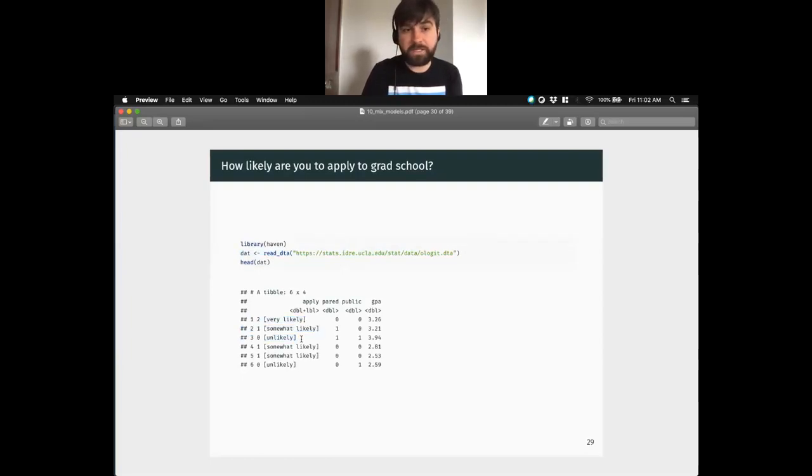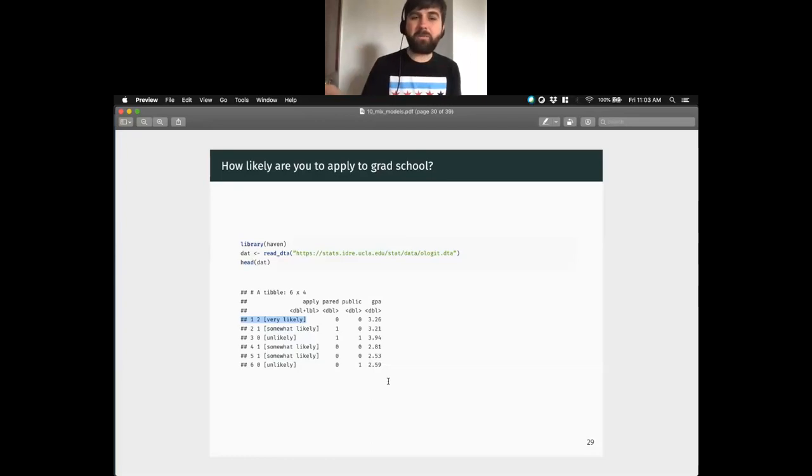A 0 means I'm unlikely, a 1 means I'm somewhat likely, and a 2 means I'm very likely. Right? And so this is an ordered categorical outcome, right? We don't want to model it just as 0, 1, 2 on a linear scale, because the difference between I'm unlikely to apply and I'm somewhat likely to apply is probably vast, right? Those who are unlikely to apply are probably people who have never considered it. It's not on their radar at all.